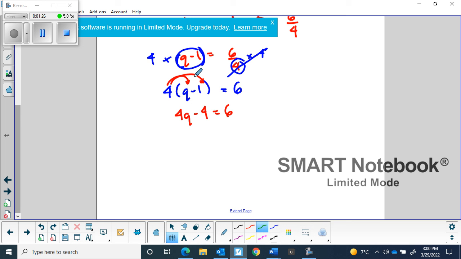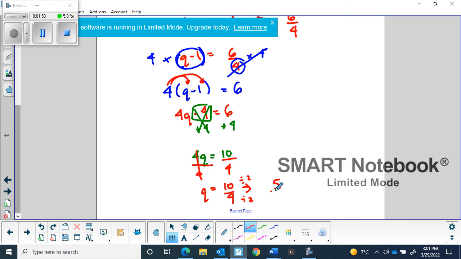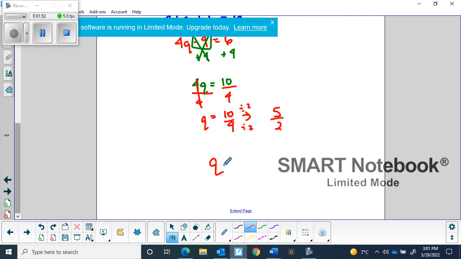And now I have a two-step problem. So first I get rid of the constants. I'm going to add 4 to both sides. That gets rid of my 4 here. I'm still left with 4q. 6 plus 4 is 10. And then I have to divide both sides by 4 to unattach the 4 and the q. So I'm left with q equals 10 over 4. And if I simplify that, divide each side by 2, I get 5 over 2. And so q would be equal to 5 over 2.